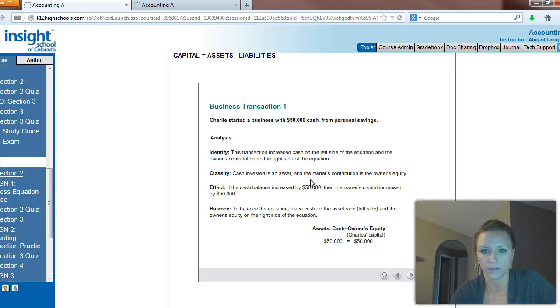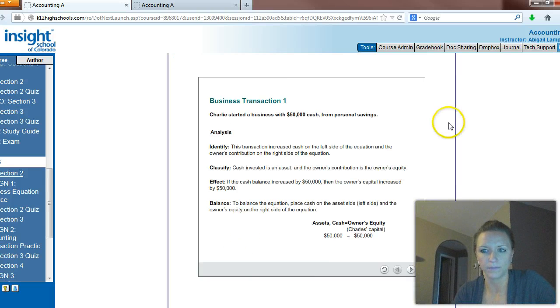So let's see if I can zoom in here a little bit. Doesn't want to do that.